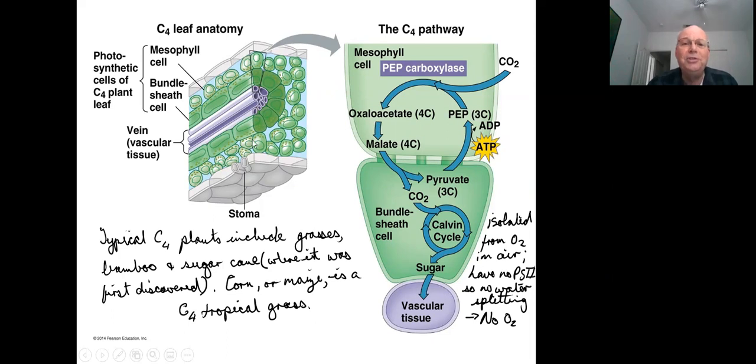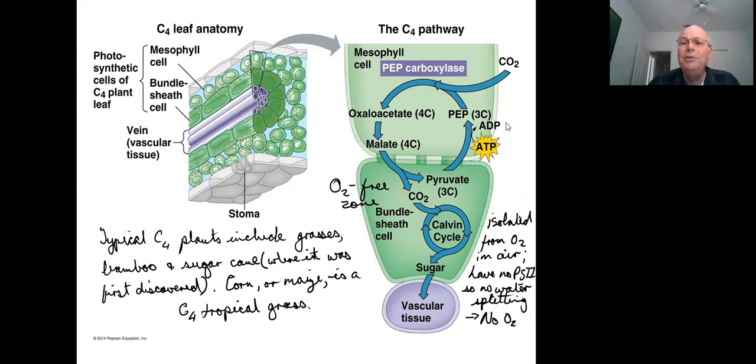So the bundle sheath cells actually represent an O2 free zone, which is perfect for the Calvin cycle and for rubisco. If there's no oxygen around, rubisco is only going to focus on carbon dioxide. But the problem is, being buried deep inside the leaf and isolated from the oxygen in the air, they're also isolated from carbon dioxide in the air.